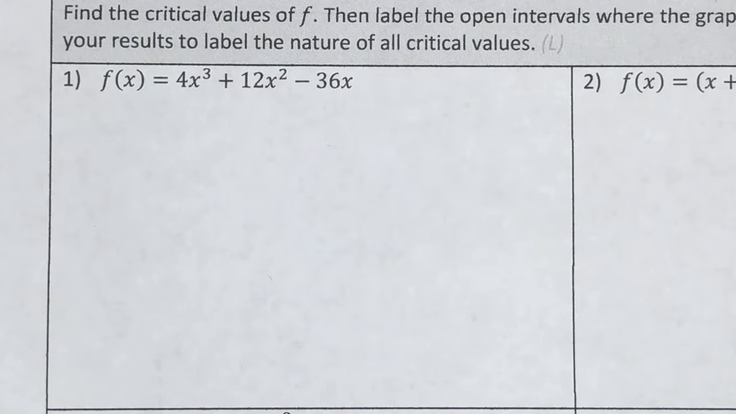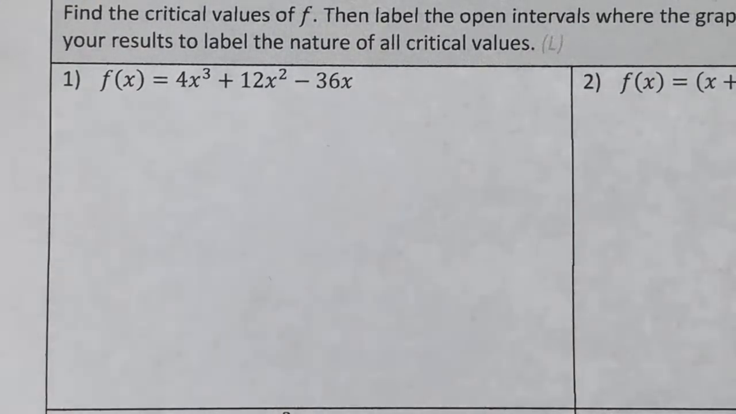So our directions on this one, number 1: we're going to find the critical values of f, then label the open intervals where the graph is increasing or decreasing, and use results to label the nature of these critical values. So we're going to find the points, state whether the graph is moving up or down, and then we're going to say, hey, this point is a max, this point is a min, and so on and so forth.